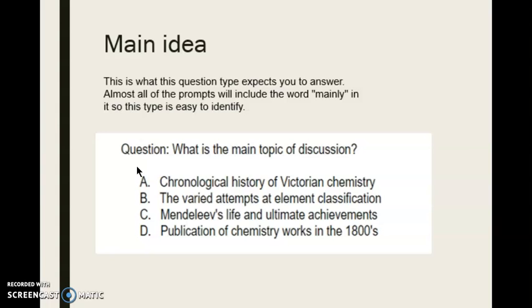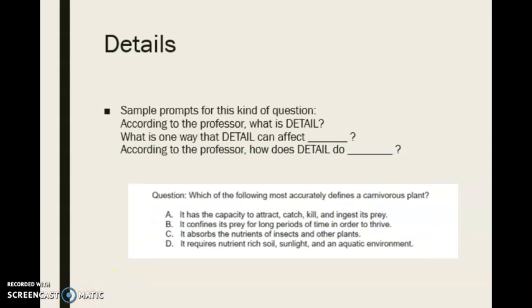And also, almost all of the prompts will include the word mainly in it, so this type is easy to identify. As you can see in this example, the question, what is the main topic of the discussion? So this tells you that this is a main idea type of question.